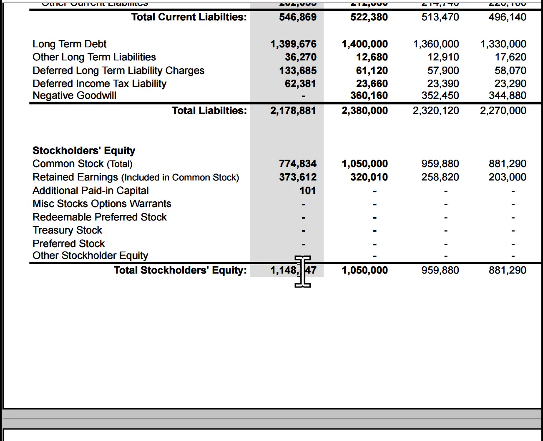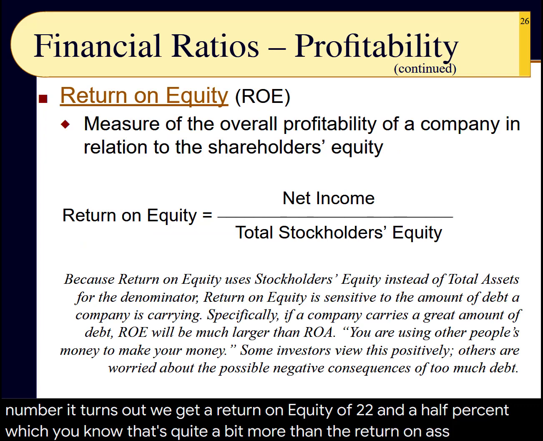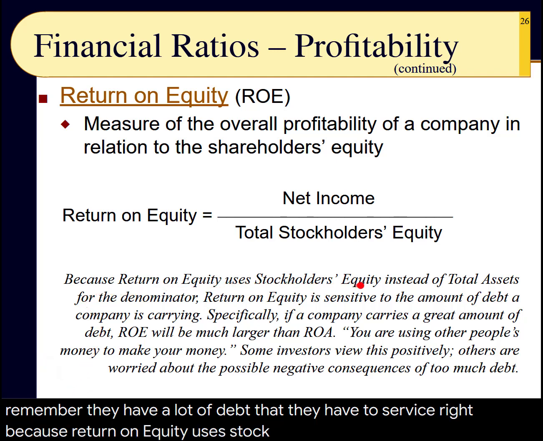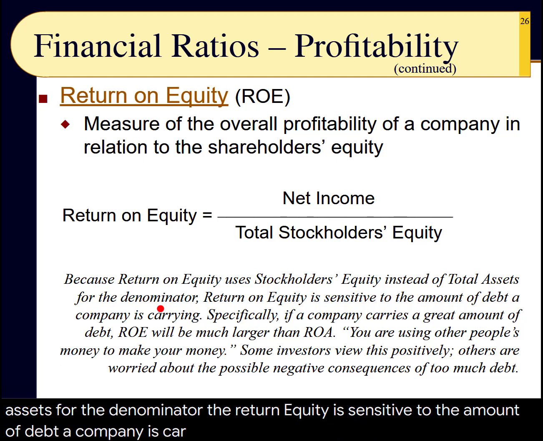$1.148 billion. That's how much of those total assets Sprouts actually owns. Okay, so we have to use that number. And if we divide the net income by that number, it turns out we get a return on equity of 22.5%. That's quite a bit more than the return on assets. Remember, they have a lot of debt that they have to service, right? Because return on equity uses stockholders' equity instead of the total assets for the denominator, the return on equity is sensitive to the amount of debt a company is carrying.